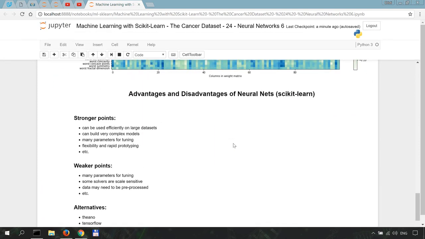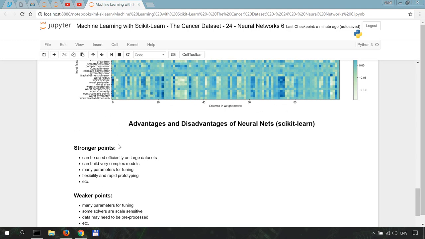The stronger points. I mean, some could consider this a downside, but I think it's an advantage. And I'm talking about the ability to build very complex models over large data sets. And if you have high computational power and enough time, you can build really good models fairly rapidly. The complexity of the model lies also in the ability to fine-tune the numerous parameters of the neural network. And scikit-learn is relatively good at that. I'd say it's flexible enough for general purpose machine learning.